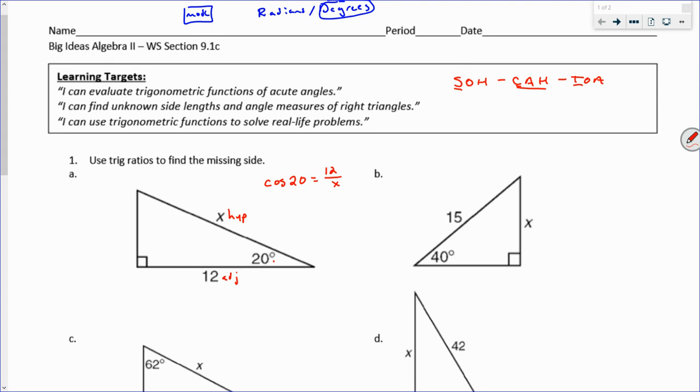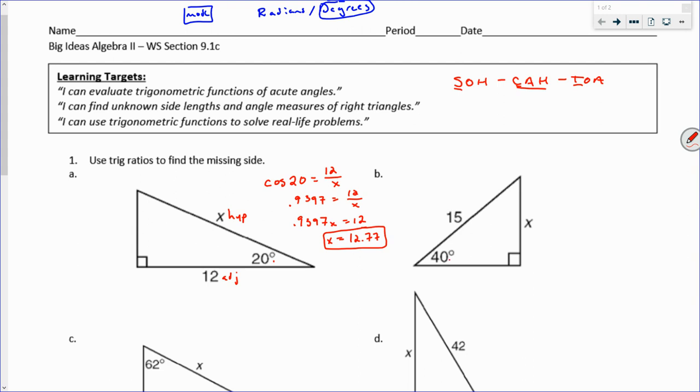I'm going to type cosine of 20 into my calculator and hit enter. I'm going to get something like 0.9397. Then I'm going to multiply x to both sides so that it's off the bottom of this fraction. Then I'm going to do 12 divided by 0.9397 and get something like 12.77. So we can leverage trig ratios to find missing sides.